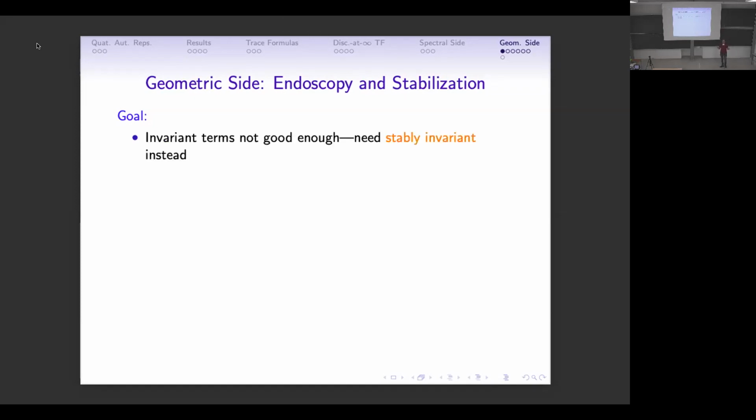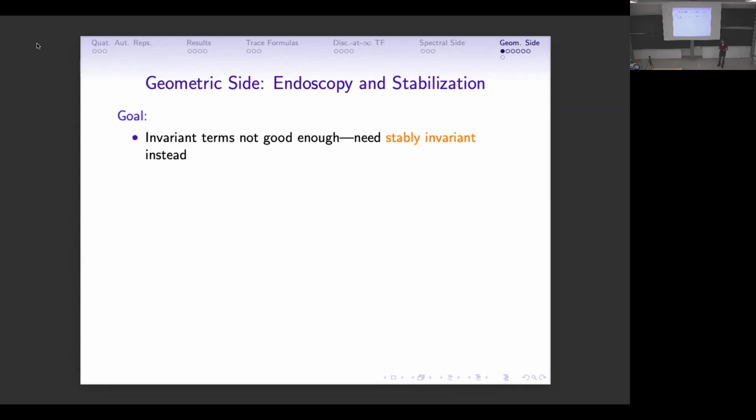So basically what happens is that in the trace formula, if you remember the formula that I gave before, the Arthur simple trace formula, all the terms there are invariant under conjugation. But that's not good enough for a lot of applications. What we need is something called stably invariant terms instead.